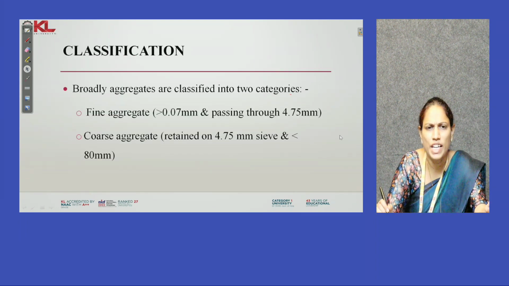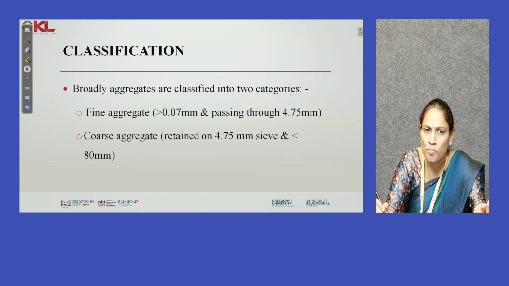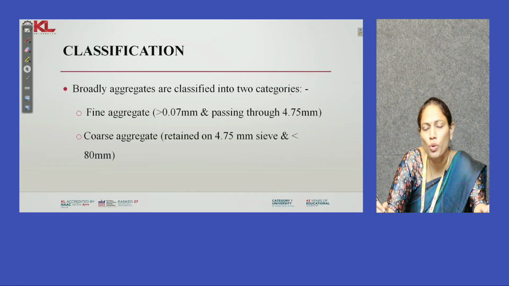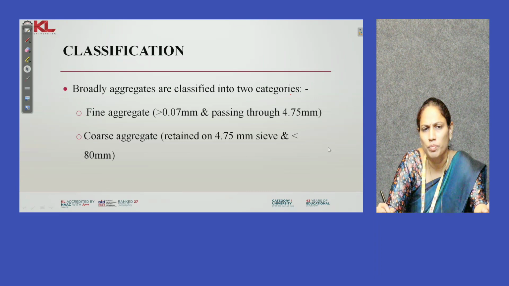So what are the classifications? Broadly, aggregates can be classified into two types, which we already discussed in the previous classes. The first one is fine aggregate. Generally we consider less than 4 mm as fine aggregate, but technically, as a civil engineer, we take less than 4.75 mm as fine aggregate, and material retained on the 4.75 mm sieve, up to 80 mm, we consider as coarse aggregate.